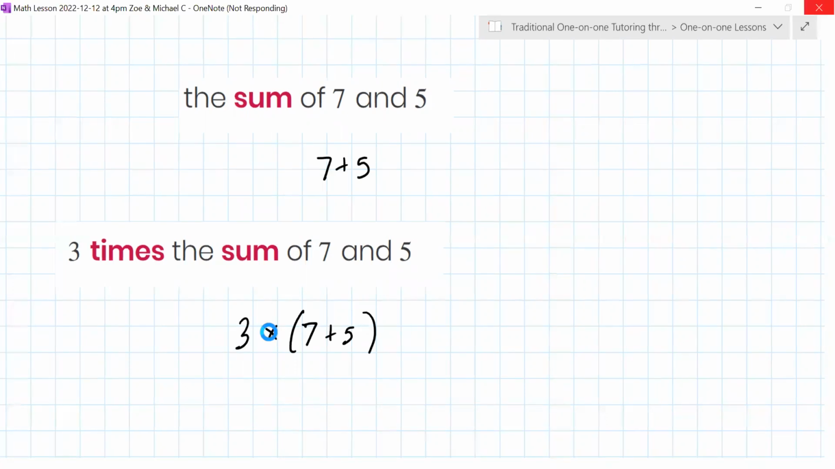But we'll look at a couple more examples of this. Give me just a moment. My screen is freezing up. Come on.